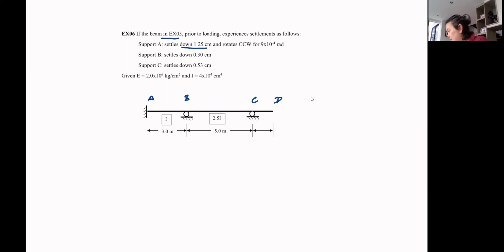Step number 0 and 1 are the same as example number 5. So we are going to begin at step number 2, which is the fixed end moment, okay? Now fixed end moment, FEM, because I say prior to loading, before we start loading the beam.